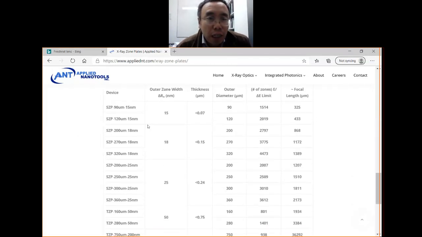This is a different zone plate. For this one, the zone width is 15 nanometers, which means the resolution for this zone plate is 15 nanometers times 1.22. The aspect ratio is about 1 to 4, nearly 1 to 5. The thickness of the gold absorber is given, and the outside diameter is 100 micrometers. The number of zones is a few thousand, and the focal length is a few hundred micrometers.